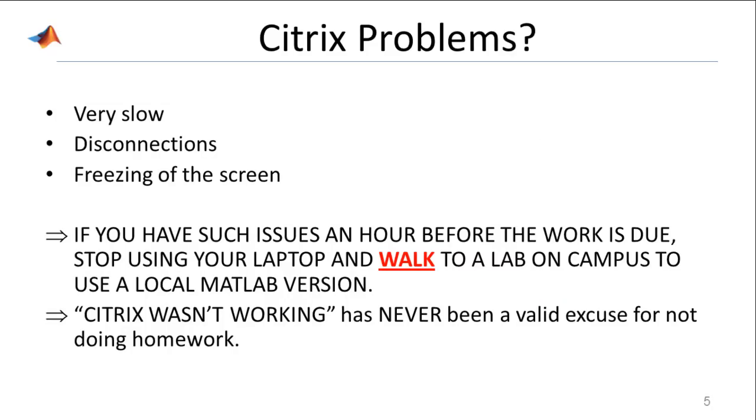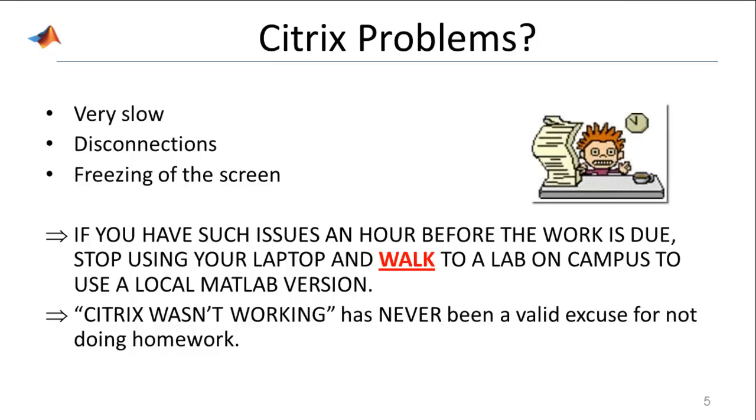Now, Citrix has a lot of problems, and they are well known to every student. It's very, very slow. It disconnects very easily for no reason, and if you leave the screen unattended, it freezes. These are known issues. If you start using Citrix with the mentality that one of these will happen, your stress level can be managed. If for some reason you're trying to do homework at the last minute and it happens, just ignore your laptop, walk to the lab peacefully, and finish your work there.